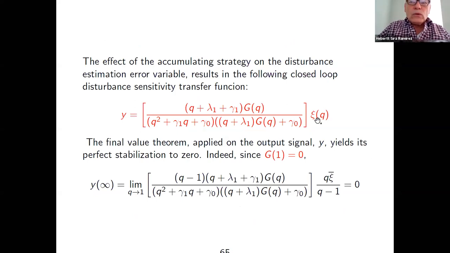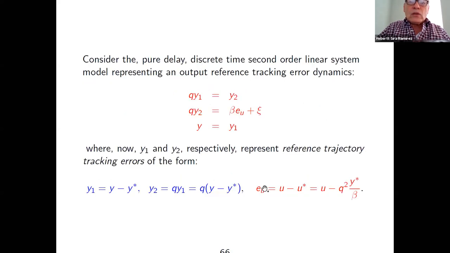And moreover, when you compute the sensitivity function in terms of the filter transfer function, you obtain by application of the final value theorem that G will introduce a zero in the transfer function of the sensitivity function with respect to the disturbance. And since G of one is zero, the final value of Y is zero, which means Y is being stabilized to the value zero. The problem originally was a stabilization problem. So that is a nice property because now you have exact asymptotic convergence of the output variable to the desired value of zero with no effect of the constant disturbance.